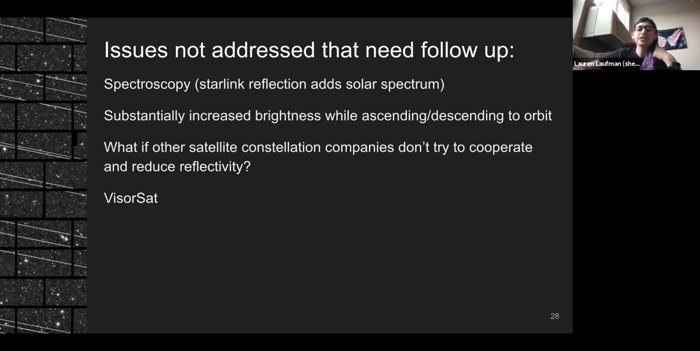So there are things not addressed in this paper that need follow-up that I will explain in the next couple slides a bit. But spectroscopy is that the Starlink reflection of the sun adds the spectrum of the star, like the sun itself, into your spectra if you're looking at the sky. Also, the satellites are much more bright while ascending and descending from their final orbit. Also, what if the other satellite companies don't actually cooperate? What if they make them super reflective? And VisorSat.